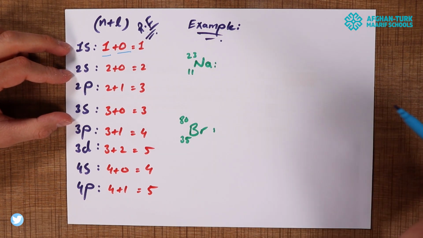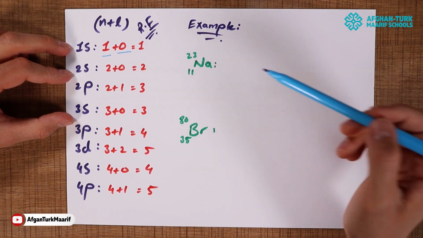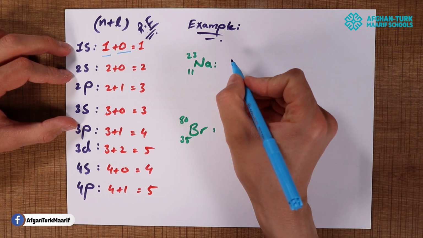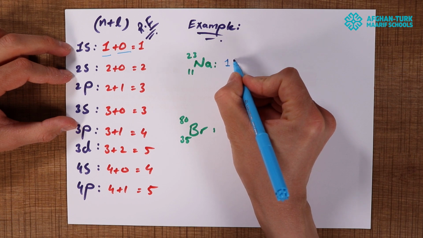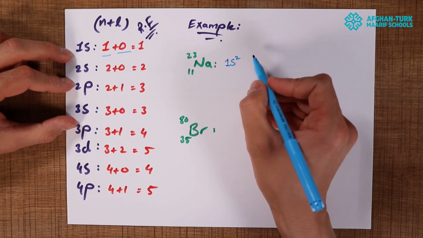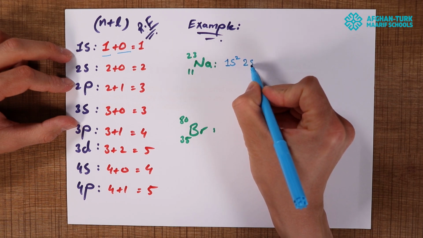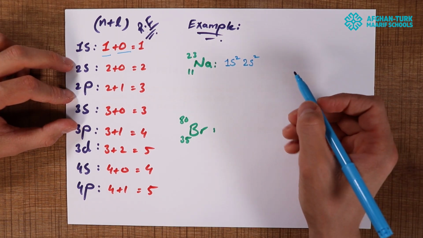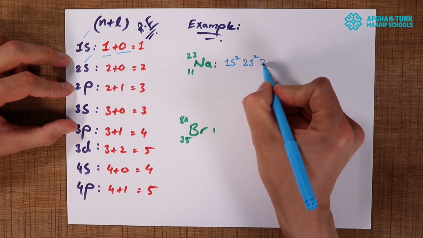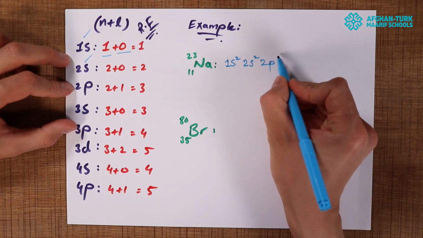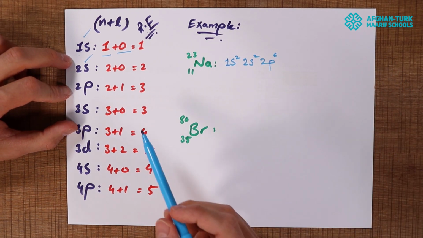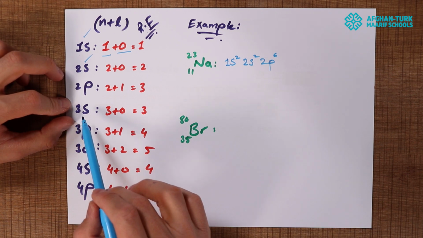Let's work upon the example of sodium. Sodium has the atomic mass of 23 and atomic number of 11. If you write for the sodium, we can write 1s2. How many electrons? 2 electrons. 2s2. We finished this one, and then what? 2p. How many electrons were in the p? 6.